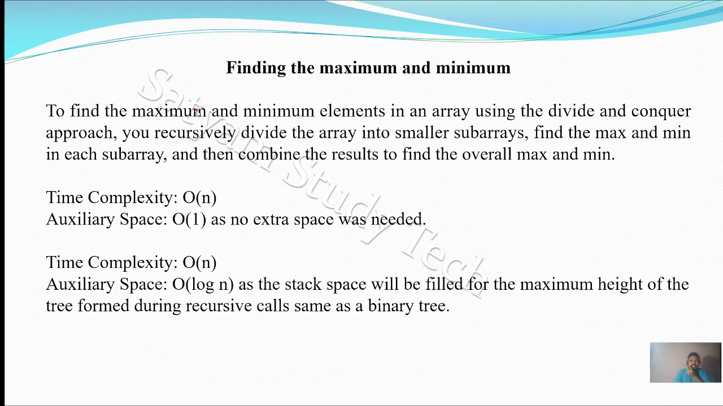Today's topic is finding the maximum and minimum element. Find the maximum and minimum element in an array using the divide and conquer strategy. In the straightforward method, the time complexity is O(n), and the auxiliary space is O(1); no extra space is needed.